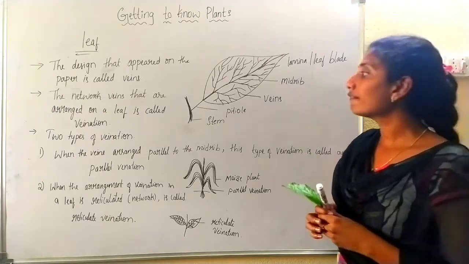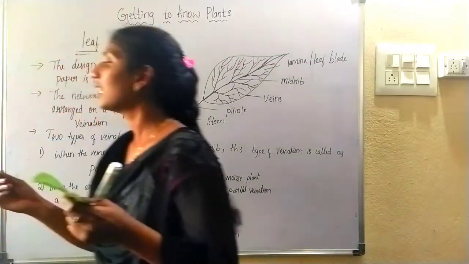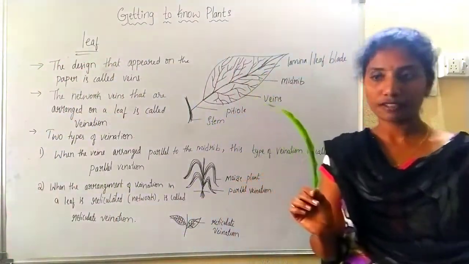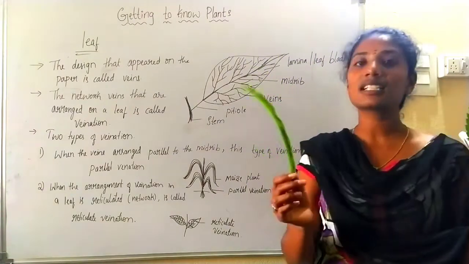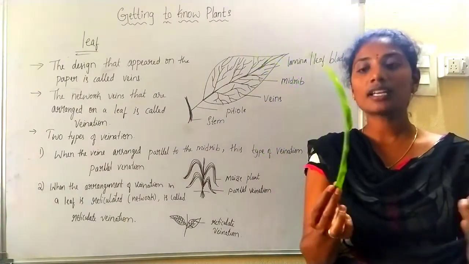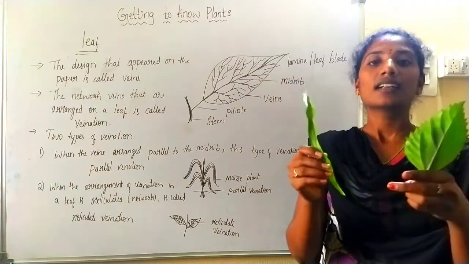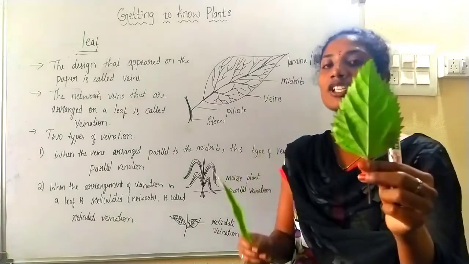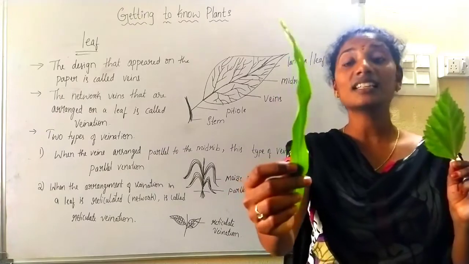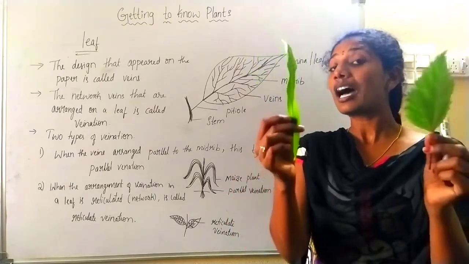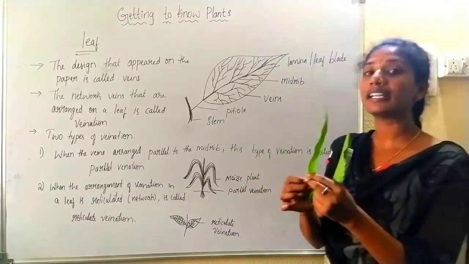The first type is, see here, I have two different types of leaf. This is one leaf and this is the other type. This is from hibiscus and this is from jowar. This is the leaf of a jowar plant. The venation present in the hibiscus plant is different from the venation seen in the jowar plant. Are you able to identify the difference? Yes students, I will help you identify that.